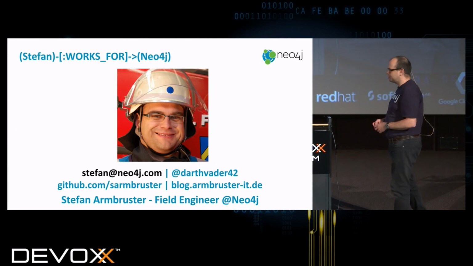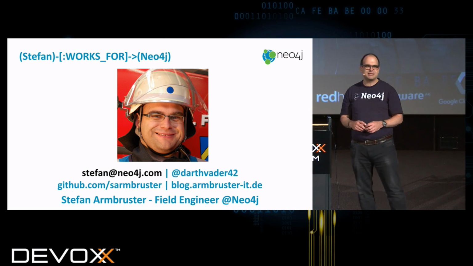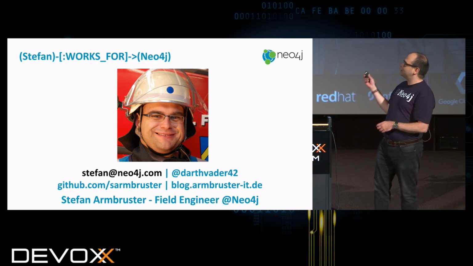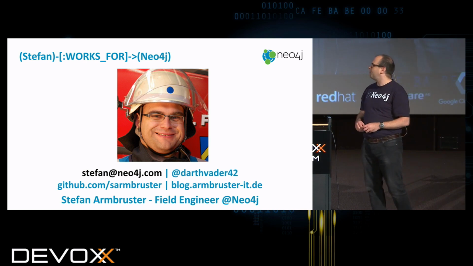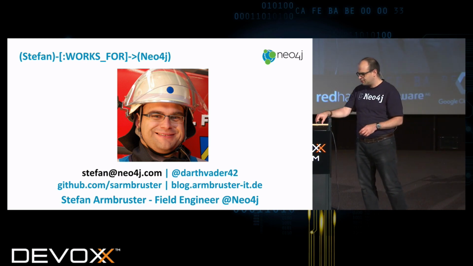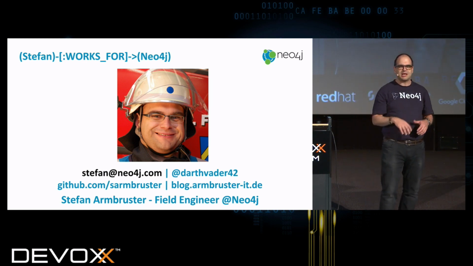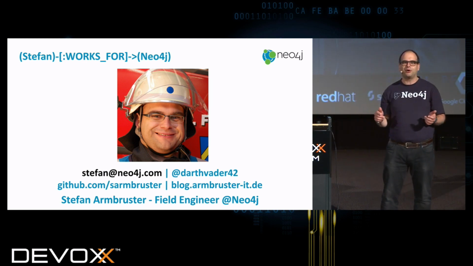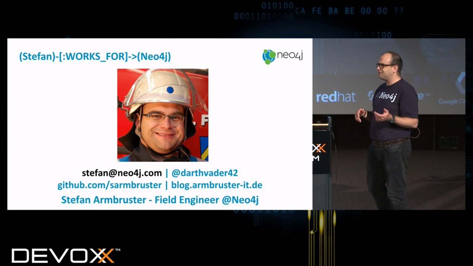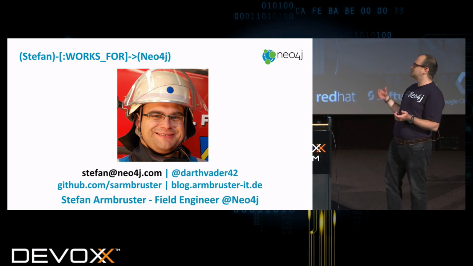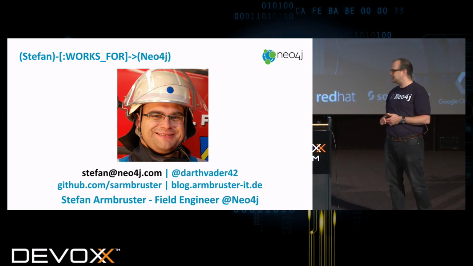Before going to the talk itself, a little bit about myself. On the top of the screen, you already see a small Cypher path, which is part of our language to interact with the graph database. And even if you haven't heard anything about that, you will still realize that you can read it. So Stefan works for Neo4j, which is apparently true.